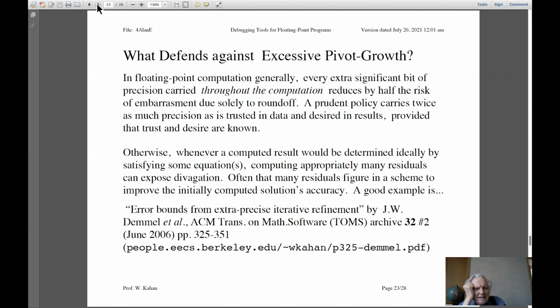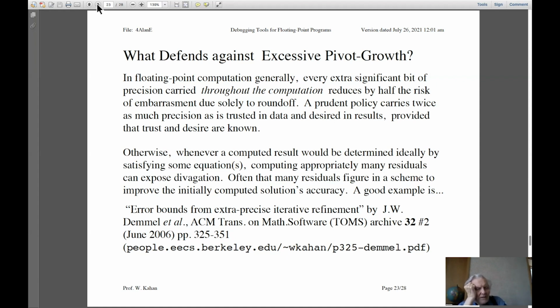The citation near the bottom of the page tells you how, by computing residuals, you can not only get an idea of what the error in the inverse is, but you can also improve the inverse. And that's very handy. And it's a general principle.